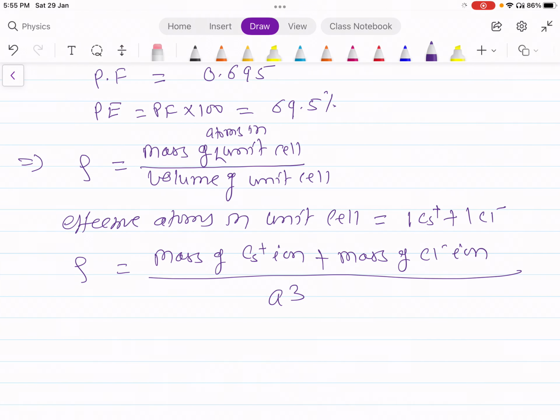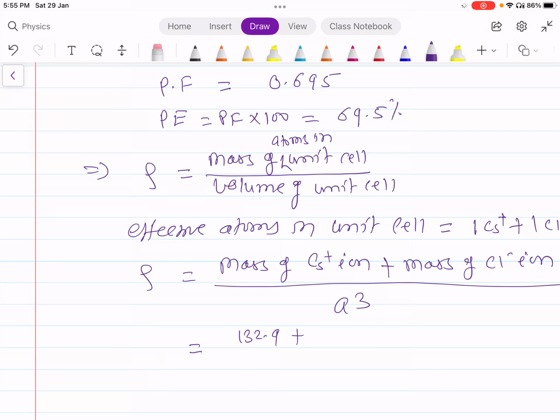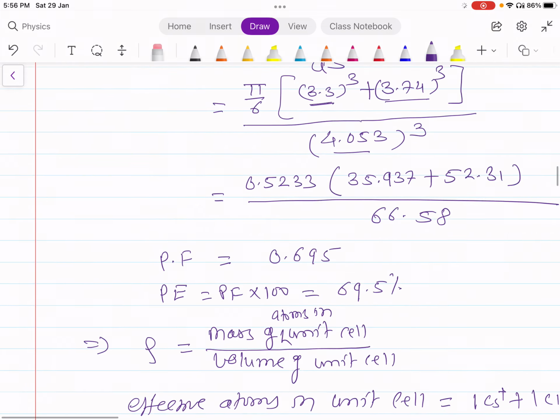Now the mass of the cesium ion, we know the atomic weight. Atomic weight of cesium is given over here, 132.9. That is the mass of cesium ion in terms of AMU, plus the mass of chlorine ion. Mass of chlorine ion is also given, which is 35.45. So plus 35.45. This is in AMU.